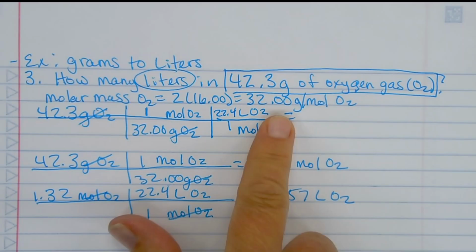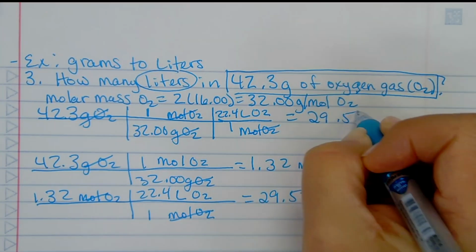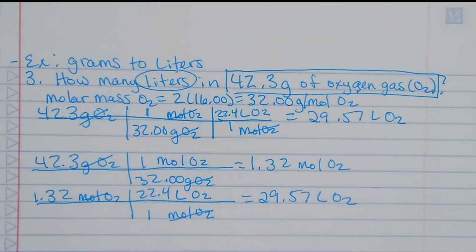Anything on the top, you multiply by. Anything on the bottom, you divide by. Do you have to divide or multiply by 1? Does 1 do anything? No. So you can ignore the ones. So you take 42.3, divide by 32, multiply by 22.4 and you will come out with the same thing. It's just writing it all in one train track instead of splitting it up in 2.